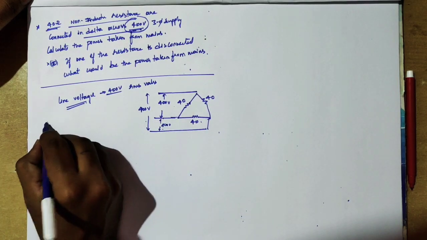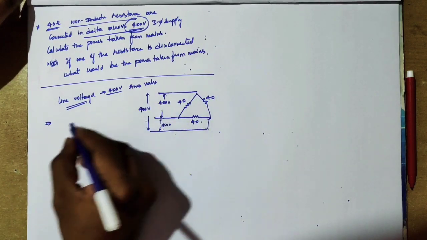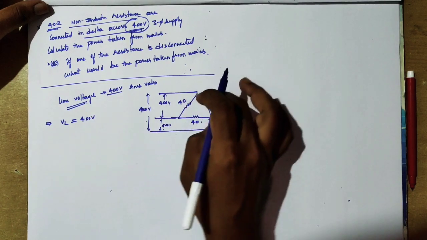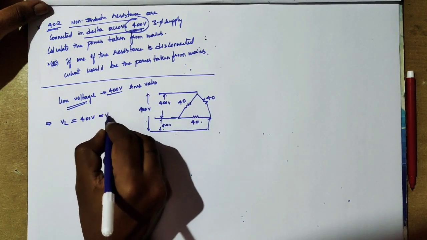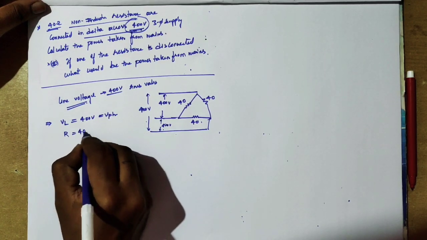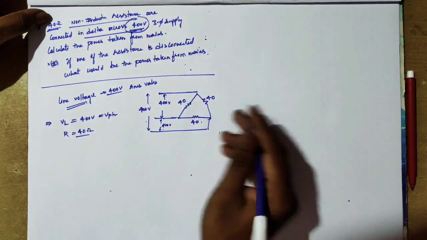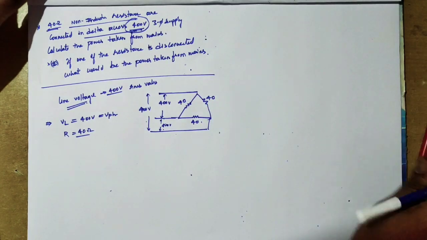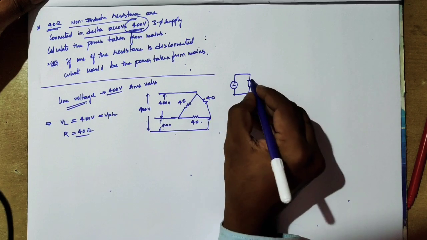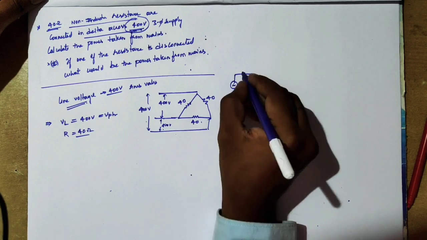So this is the load connection. What is given is that the line voltage is 400 volts. In delta, line voltage equals phase voltage, as you know, and the value of resistance is 40 ohm. What is asked is to calculate the power taken from the mains. If you have a source and a load, and you want to find the load power, what do we need?